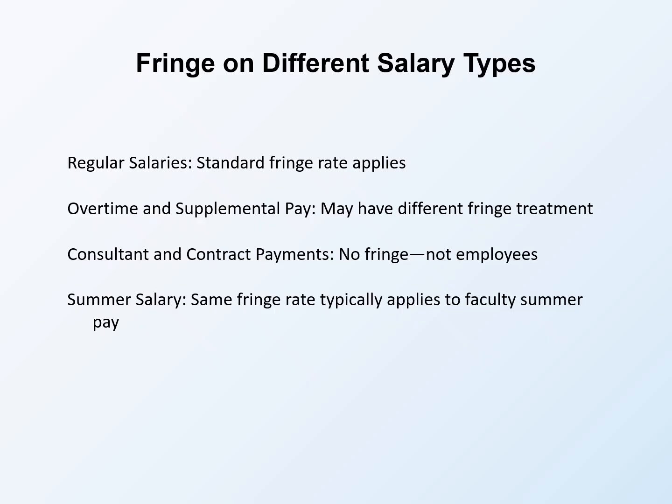Summer salary for faculty typically receives the same fringe rate as academic year compensation. The employee receives benefits year-round, and summer salary continues generating benefit costs. Apply your standard faculty fringe rate to summer salary budgets unless your organization specifies otherwise.